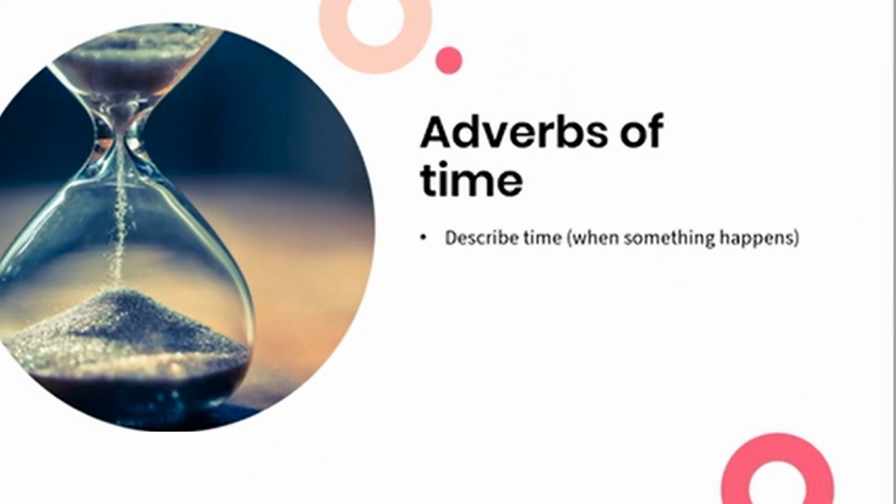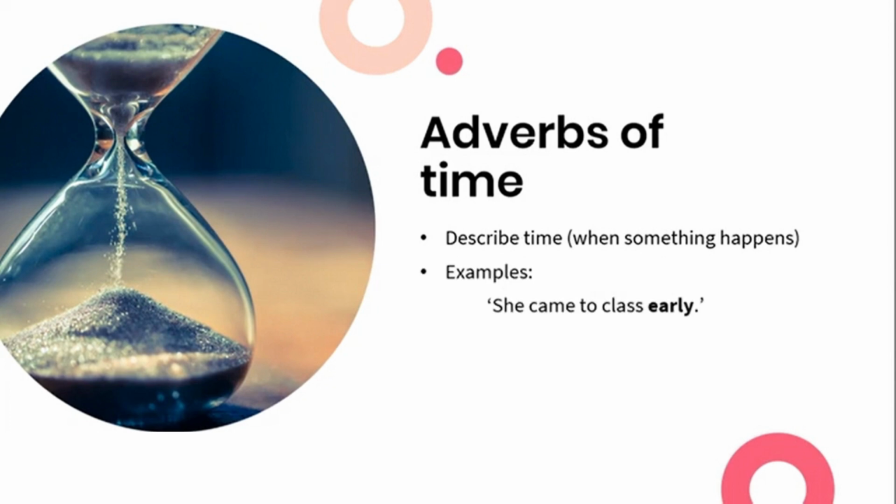The next type of adverb is the adverb of time. Adverbs of time describe just that, time. They describe when something happens. For example, she came to class early. I saw him yesterday. I'd love to see you again soon.